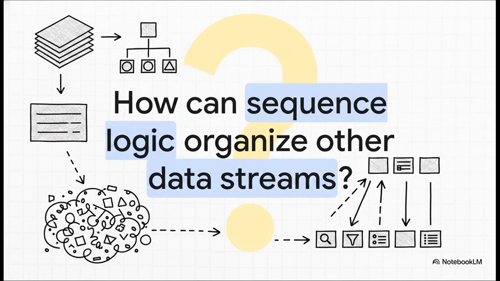Which leaves us wondering, how else could this exact, strict sequential transition logic we just detailed be adapted to tame other chaotic data streams in our digital world? It is definitely a fascinating concept to ponder.